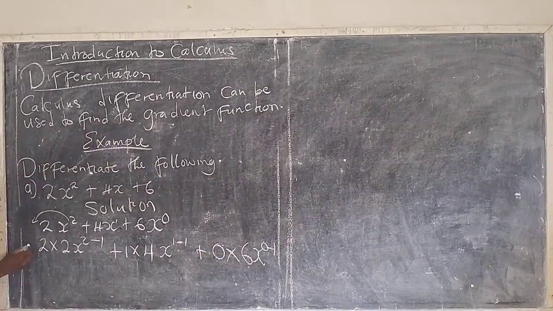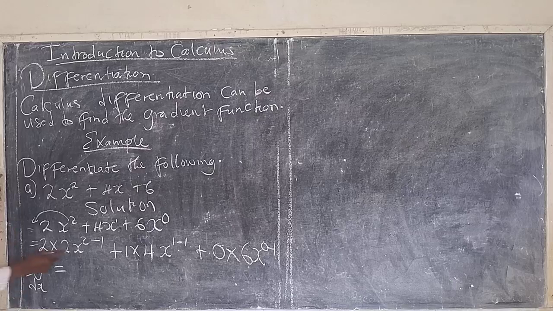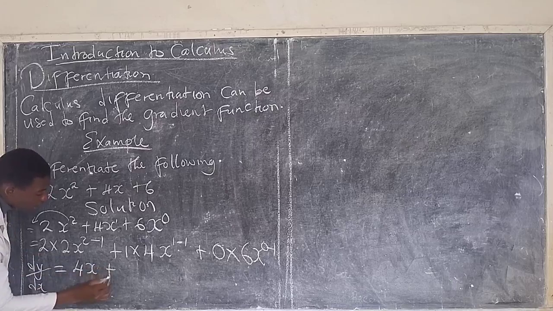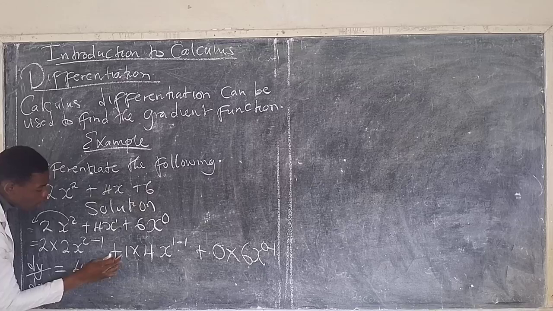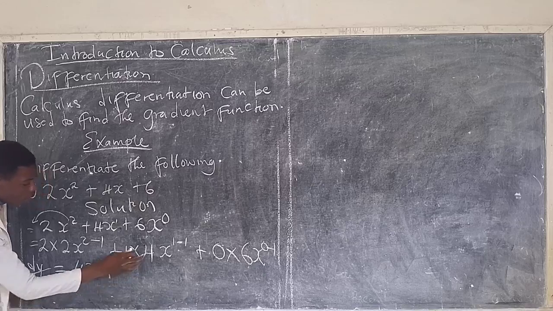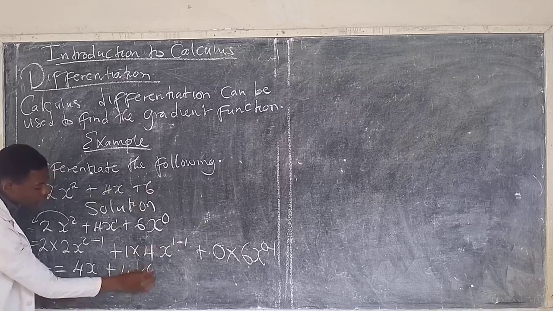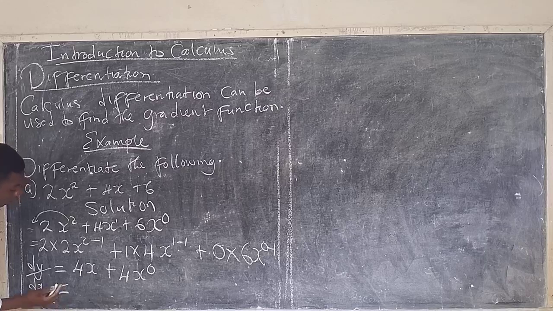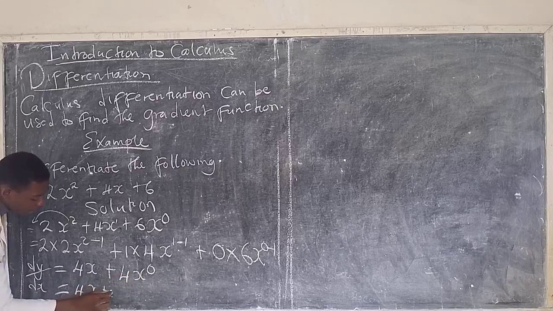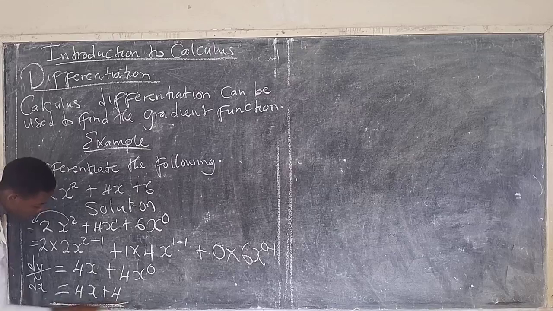0. So our answer will be dy over dx, which is the differentiation part. So we have 2 times 2, which is 4x, plus. Here we multiply 1 by this, we have 4, then 1 minus 1 is 0. So we have 4x raised to the power 0. Any number raised to the power 0 is equal to 1. So plus, we have 4 as our answer.